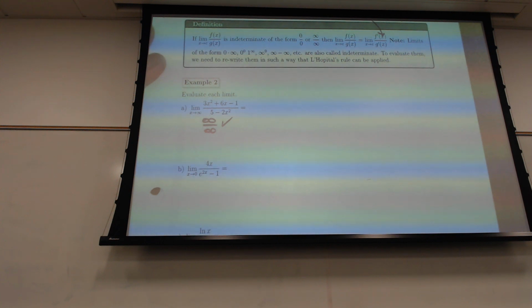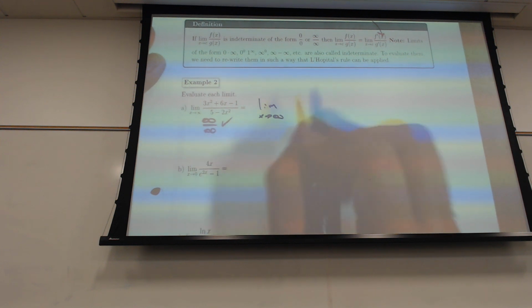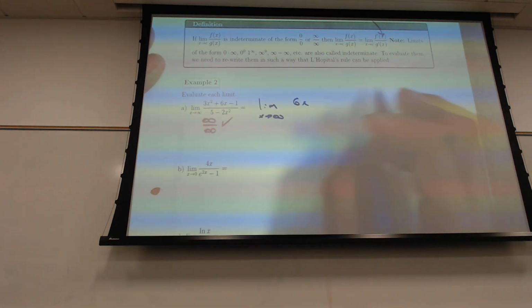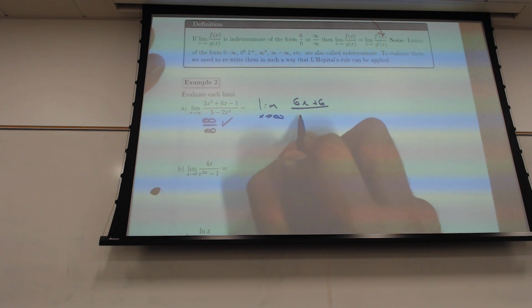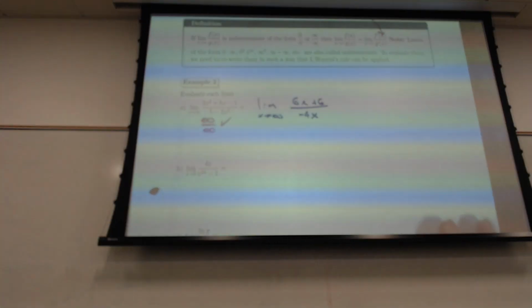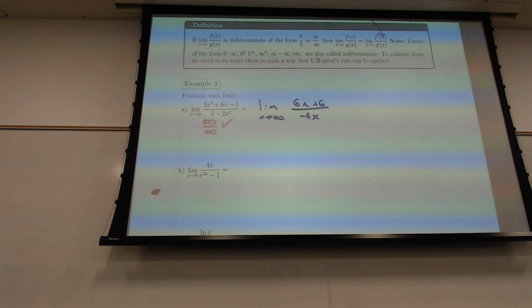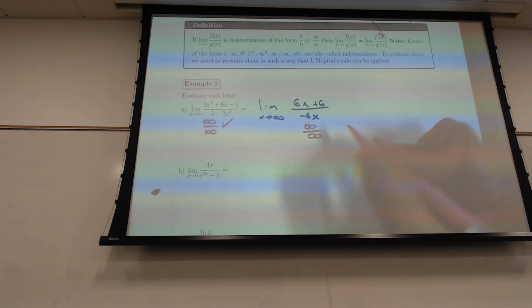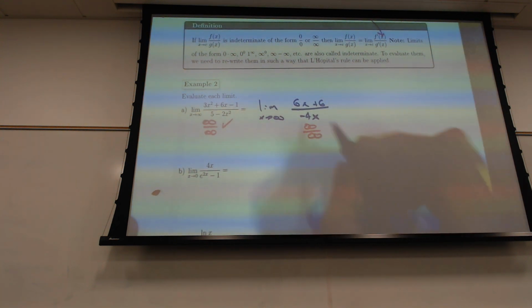And L'Hopital's rule means to differentiate the numerator, the derivative of the numerator just using the general power rule. That's a 6x plus 6, divided by negative 4x. And then let's try direct substitution again, that is, evaluate at infinity. And that's going to give us an infinity over infinity. All right? So that means we can use L'Hopital's rule a second time.